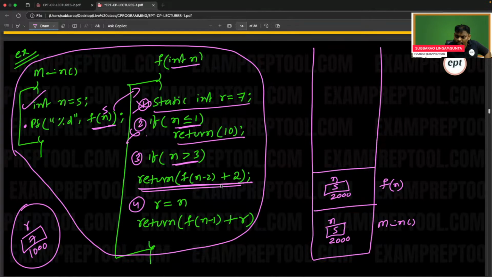Can you say what the 3 is? Return f of n minus 2 plus 2. So let me write here. Here you are calling the function, right? Plus 2.